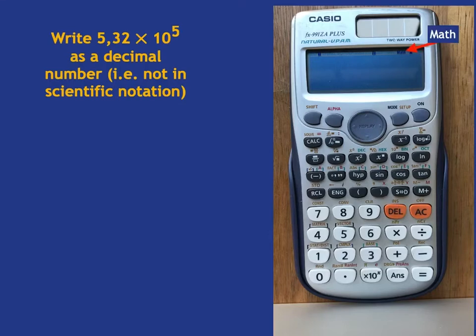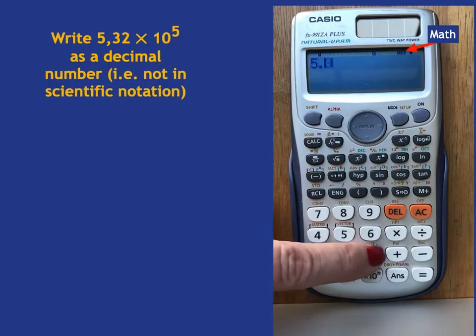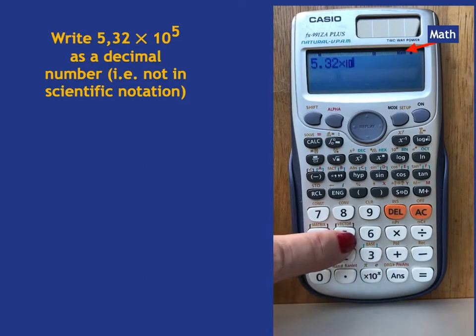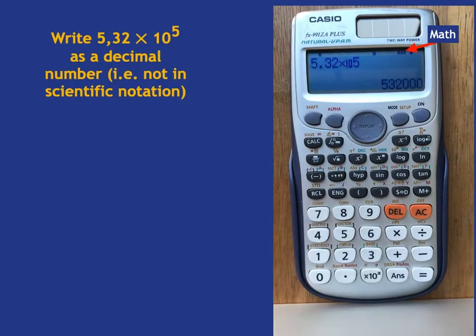The first thing you need to do is just make sure that you're in the correct mode. So it should just, in that little place there, say math, nothing else. Okay, then it's simple. We enter 5,32. Use that times 10 to the x button, and then 5 for the exponent, and we press equals, and we've got our answer. So the main thing you need is this button times 10 to the x, and then you just straight after that put in whatever your exponent is, like in this case 5.